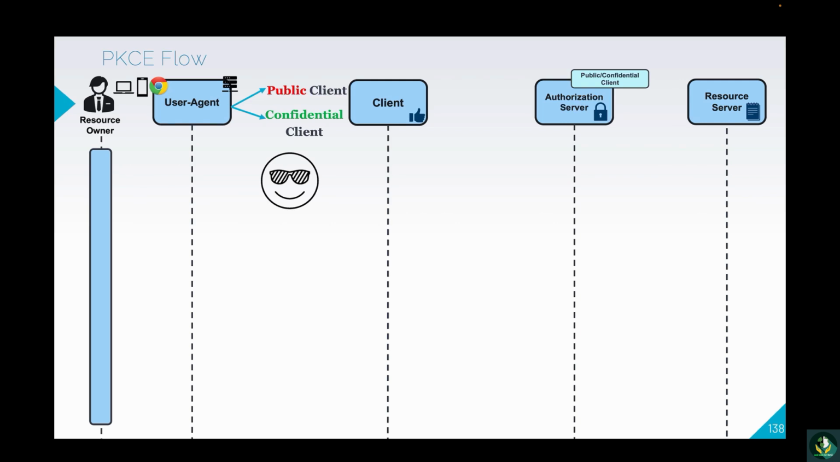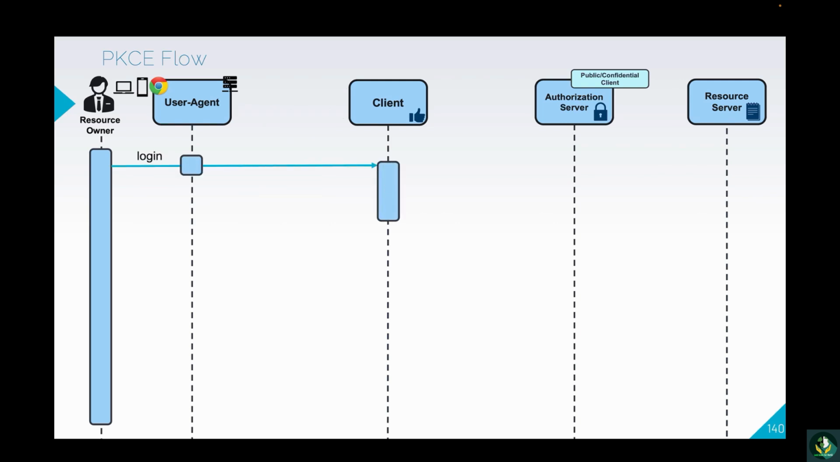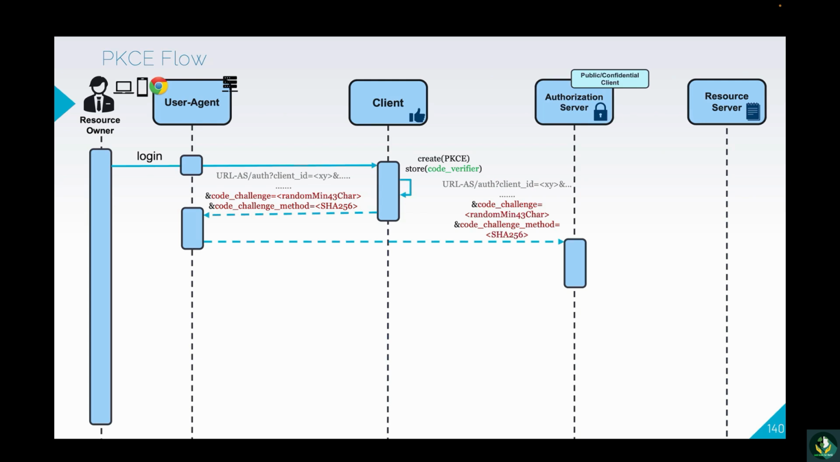This makes it suitable for a wide range of applications, including browser-based applications, native mobile applications, desktop applications, and even traditional server-side applications. The resource owner initiates the flow by attempting to log in or granting permission to the client for accessing the resources. The client generates a PKCE, which includes the code verifier and code challenge. It stores the code verifier locally in memory or another secure location. The client then redirects the resource owner to the authorization server's authorize endpoint, similar to the standard authorization code flow.